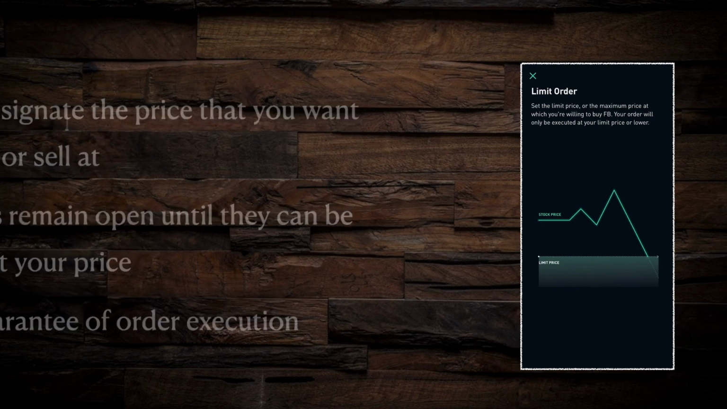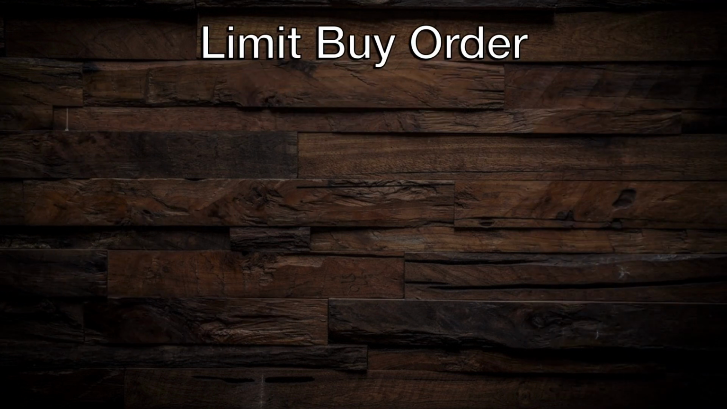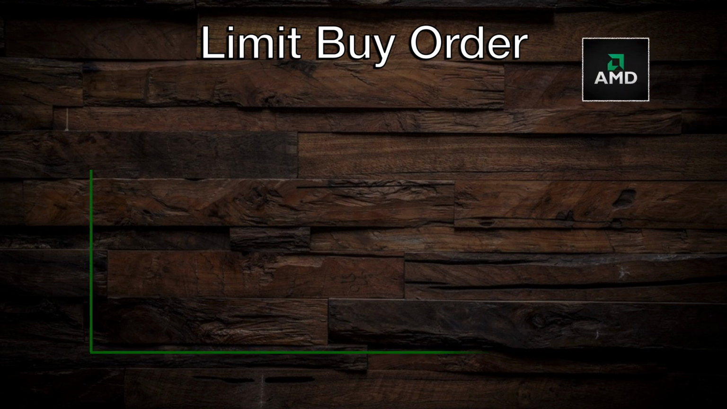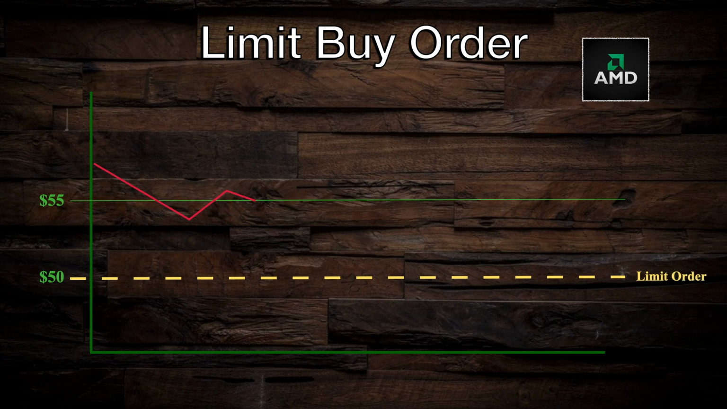For example, say I am interested in purchasing shares of AMD, but it is currently trading at $55 per share, and I would prefer to get a better deal. So I might decide to put a limit buy order in at $50. I can then walk away from my computer and go about my day while my broker keeps a close eye on the market and watches for an opportunity to fill my order.